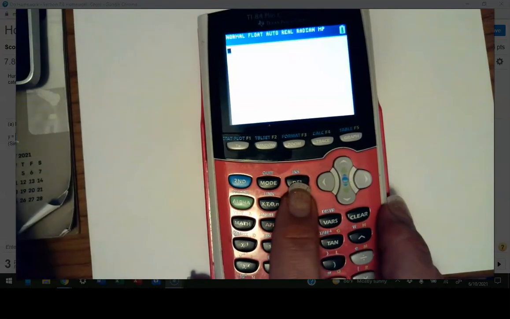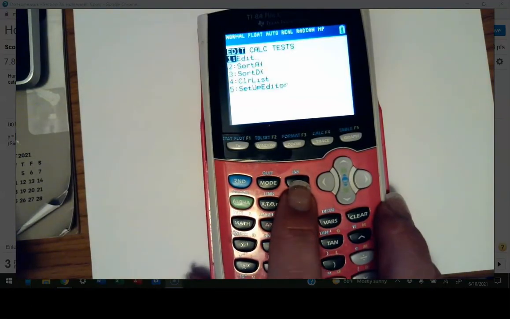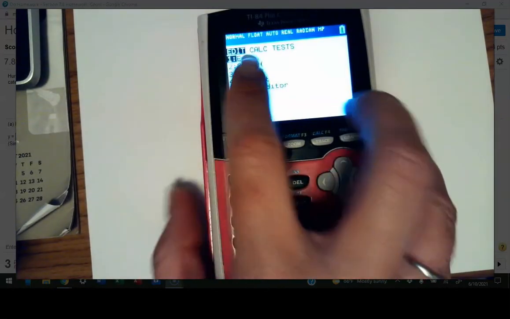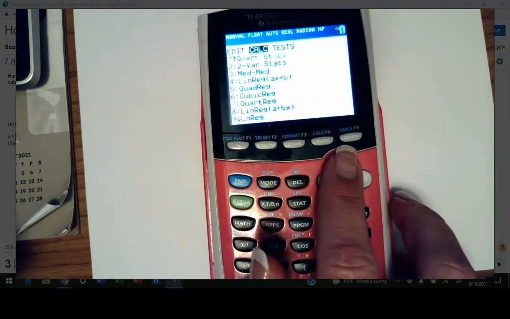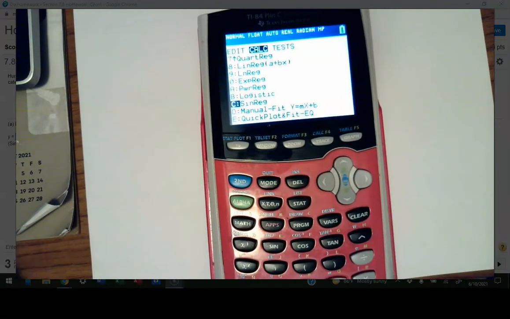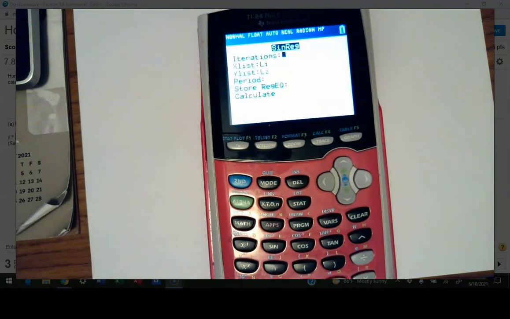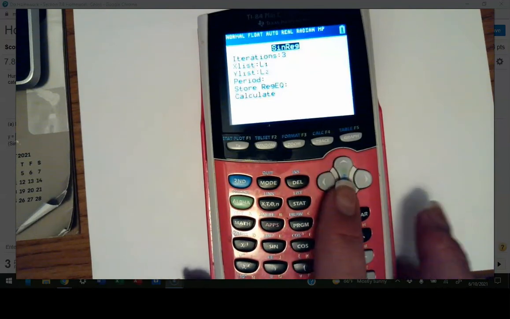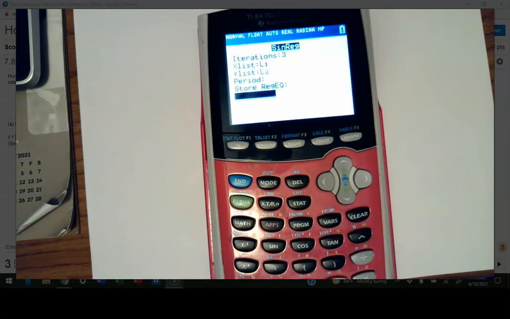So I'm going to hit stat. Remember, I've already got list 1 and list 2 in my edit. I'm going to go over to calculate, and go up until I see option C, which is a sinusoidal regression. I'm going to hit that. By default, it asks how many iterations you want. Well, 3 is great. What is your X list? It's found in L1. What is your Y list? It's in L2. I cleared my memory, so this is your default. I don't care about what the period is, and I'm just going to tell it, please calculate.